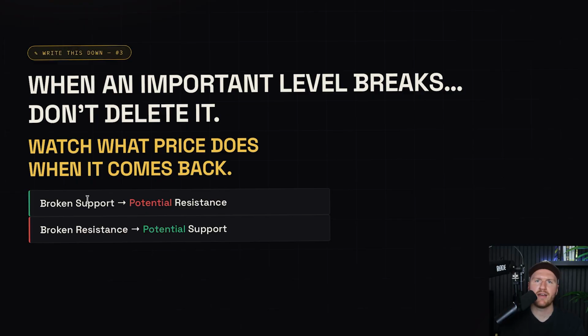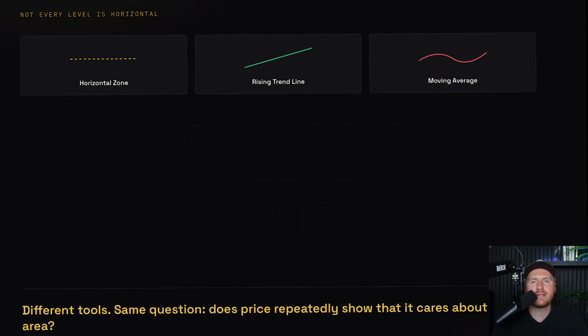So the reverse works the exact same way. Old resistances can become potentially support. If they break it, then the buyers step in the other way. Again, write this down. When an important level breaks, don't forget about it. Watch what the price does when it comes back to that area.